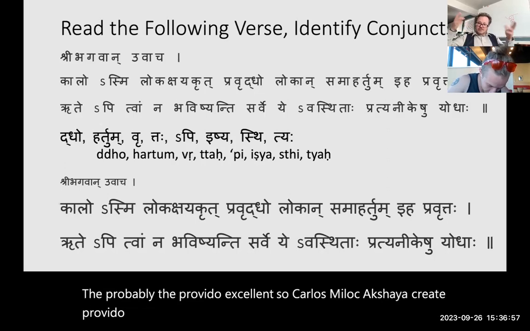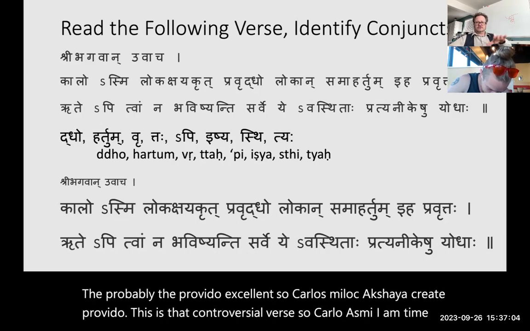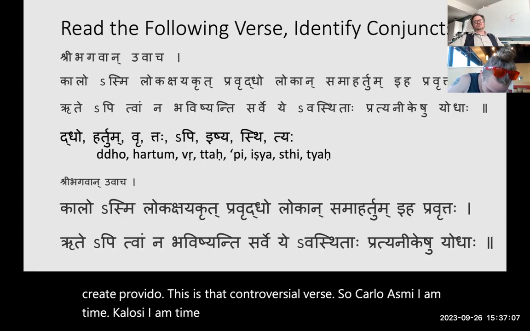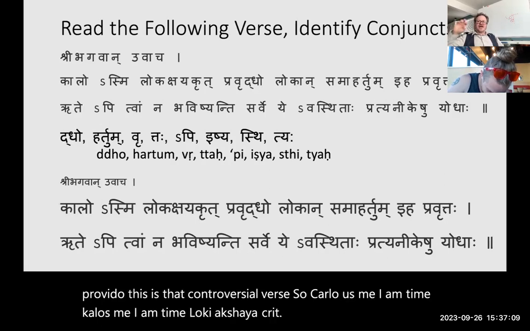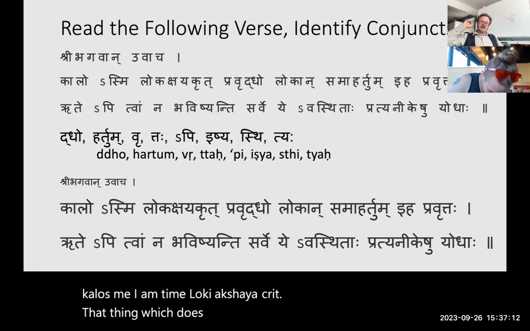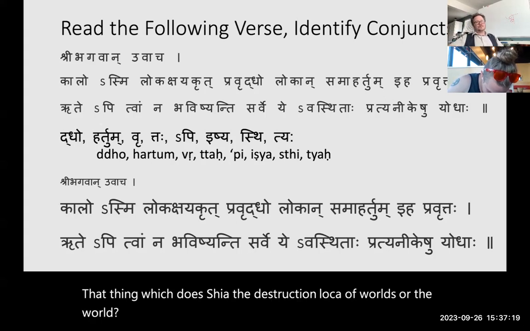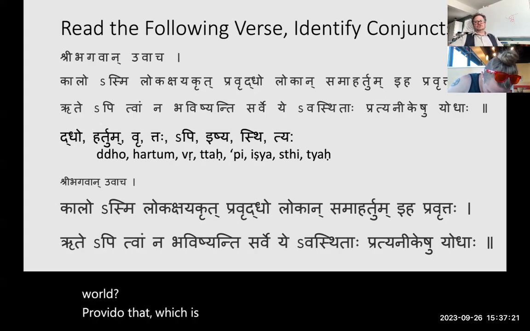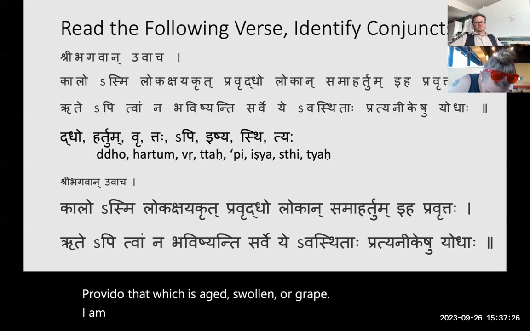This is that controversial verse. So, kalo asmi: I am time. Loka kshaya krit: that thing which does kshaya, the destruction, of loka, worlds or the world. Pravridho: that which is aged, swollen, or great. I am time, grown old, the destroyer of worlds.